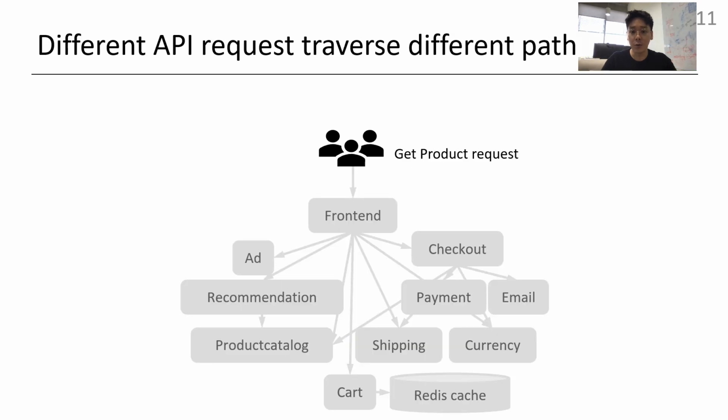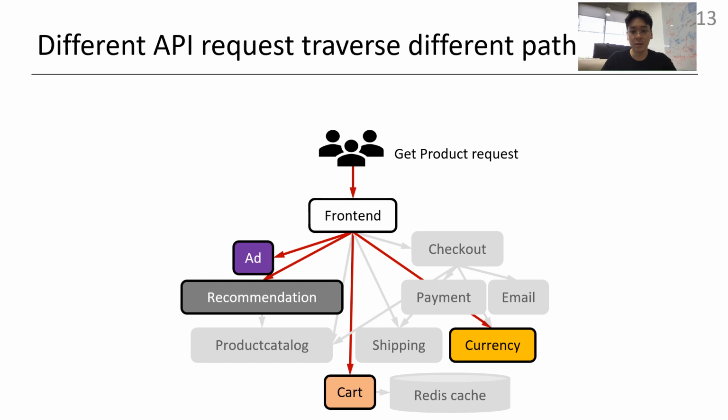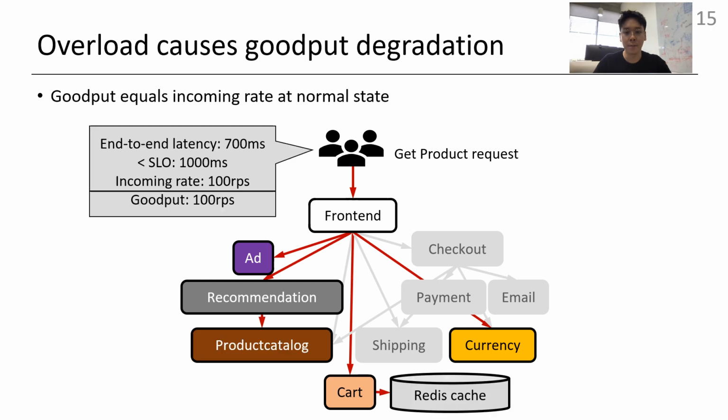A different API request travels a different path. This is an example of a GetProduct API request. It will first pass the front end and then the other services, and so on.